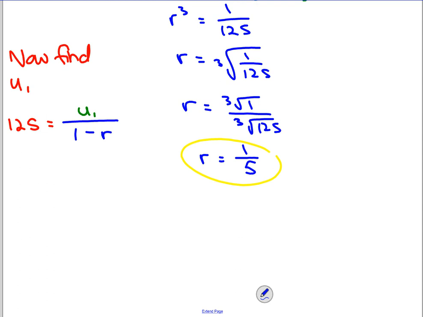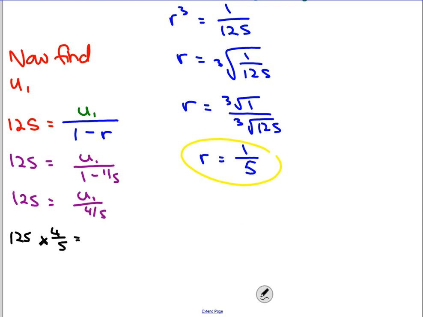So 125 equals U of 1 over 1 minus 1/5. What is 1 minus 1/5? 4/5. Yeah, so lots of practice with fractions going on here. So 125 equals U of 1 divided by 4/5. To solve for U of 1, we multiply both sides by 4/5, because on this side it's divided by 4/5. So 125 multiplied by 4/5 equals U of 1.